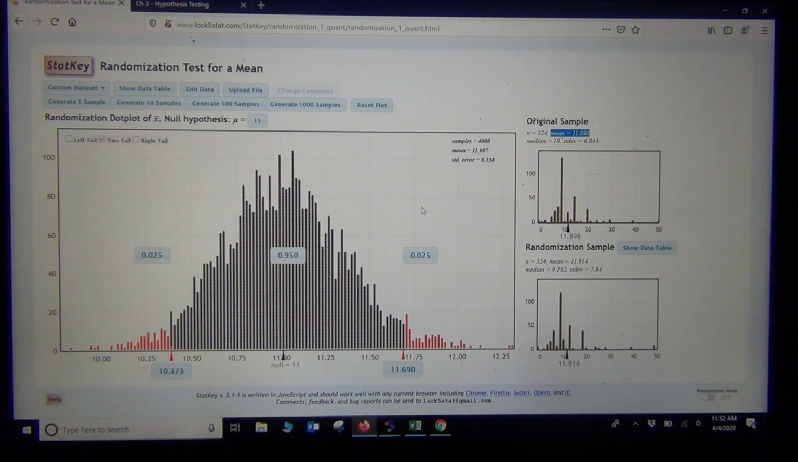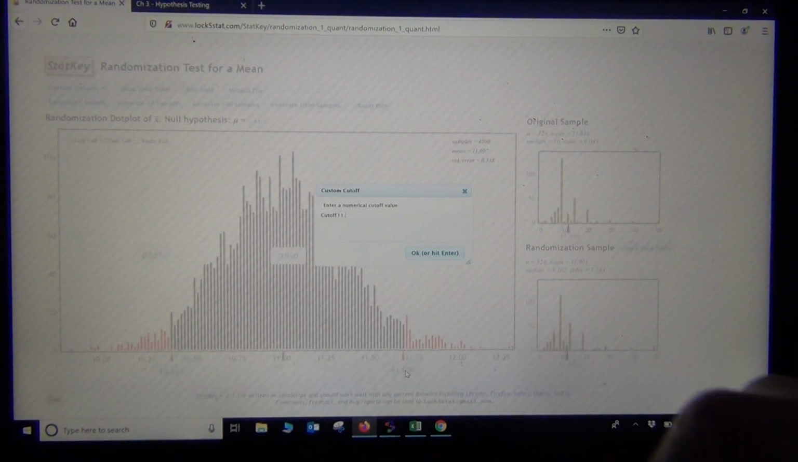Okay, so now remember, this is not the p-value, right? I need the p-value. This is the significance level. 0.05 broken up into two tails is 0.025. That's not the p-value. The p-value would be the probability of getting this original sample mean. So what I'm going to do is in this right box, I'm going to type in 11.898. Now, if this sample mean was closer to the left box, I might type it in the left box, but this one looks like it's definitely above 11, so I'm going to put it in the right box.